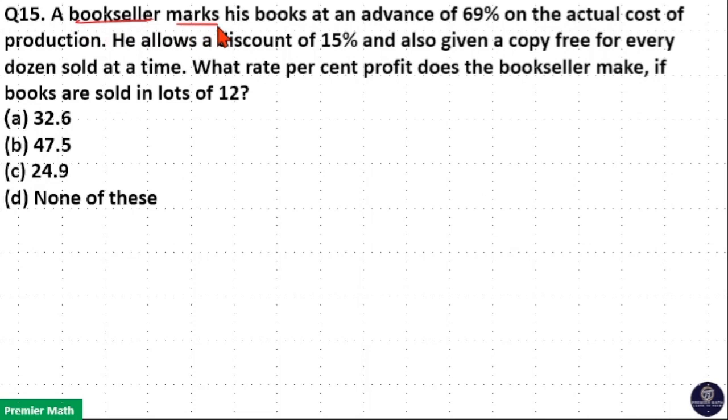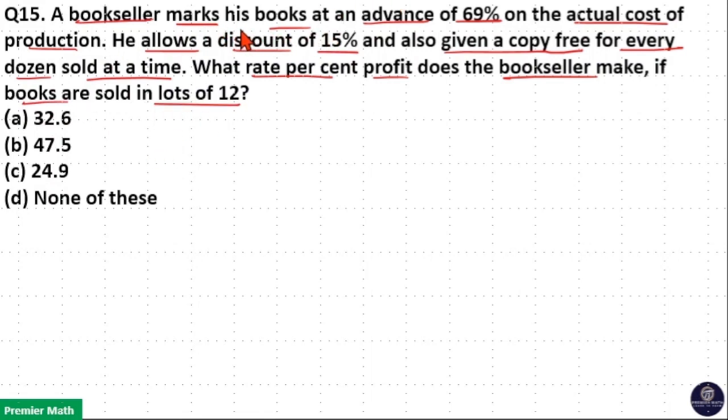A bookseller marks his books at an advance of 69% on the actual cost of production. He allows a discount of 15% and also gives a copy free for every dozen sold at a time. At what rate percentage profit does the bookseller make if books are sold in lots of 12?